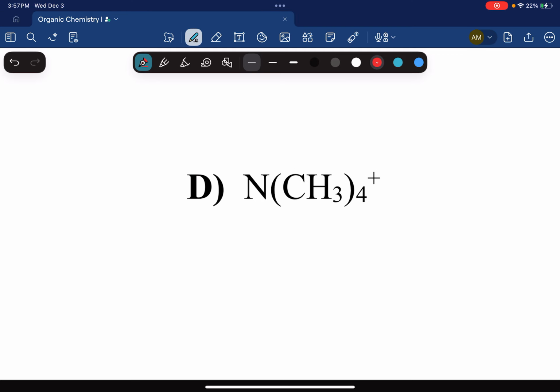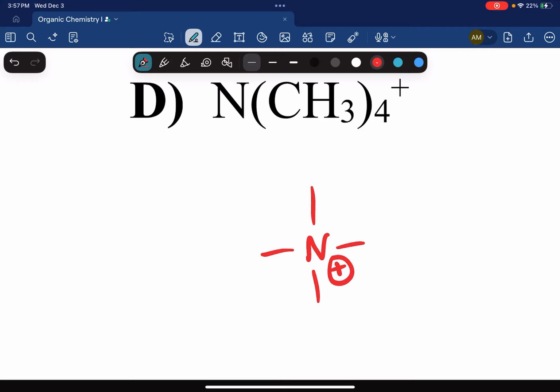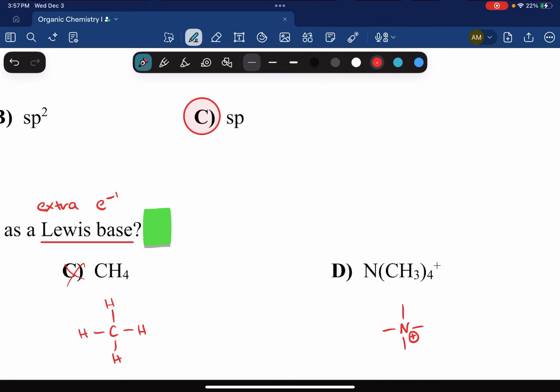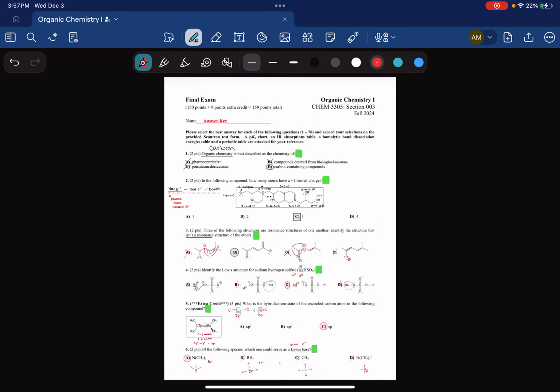Now, we've got nitrogen again, but this time it has 4 methyl groups and a positive charge. If it's got a positive charge, does it look like it's got electrons to donate? Or is it going to want electrons? It's going to want to take electrons, which would make it a Lewis acid instead of a base. So that's incorrect. Cool. It's A.